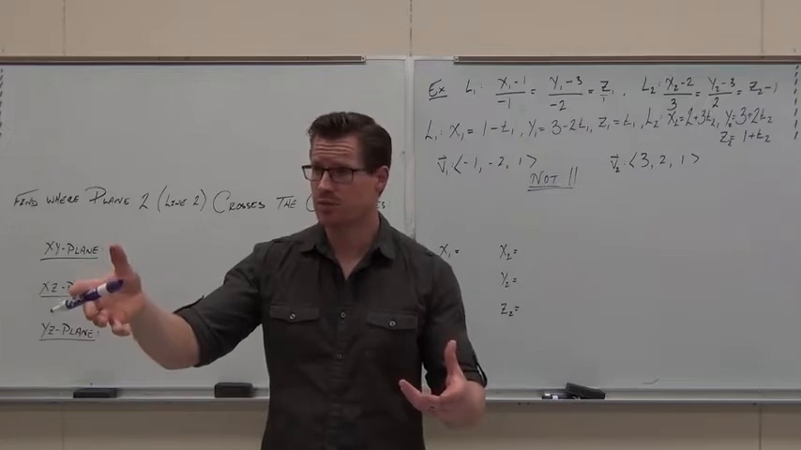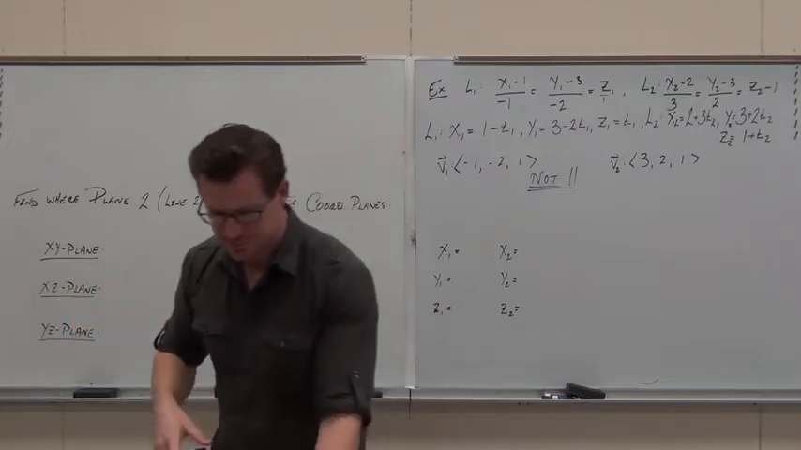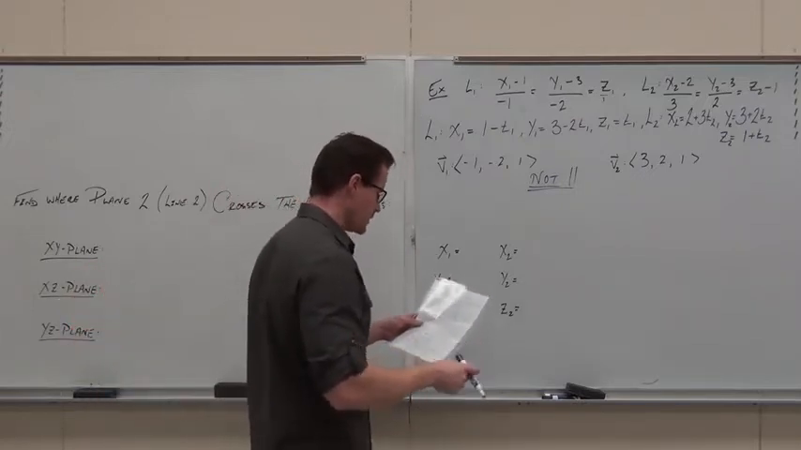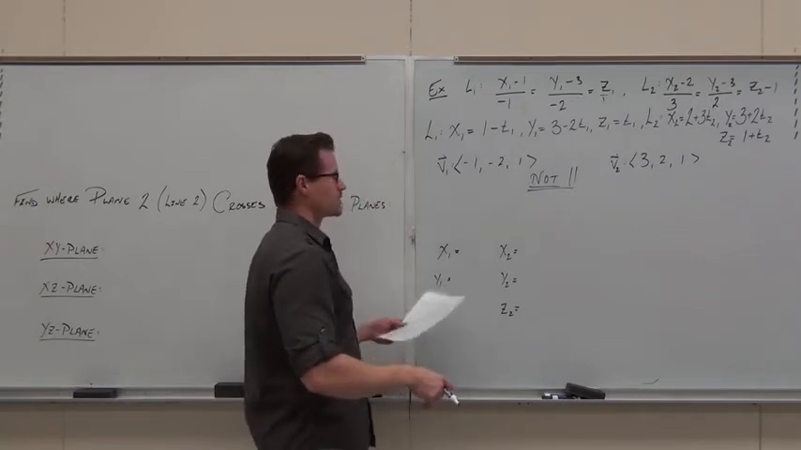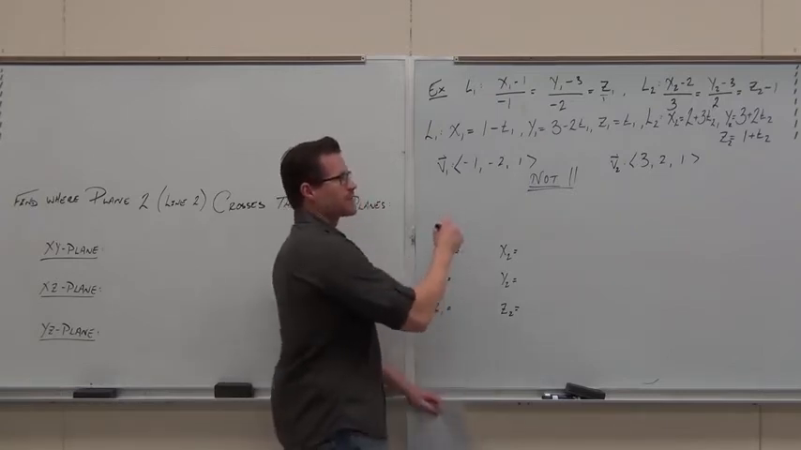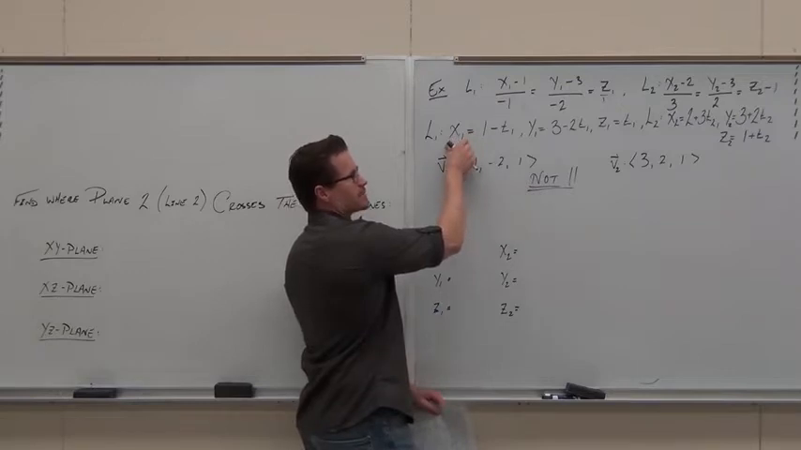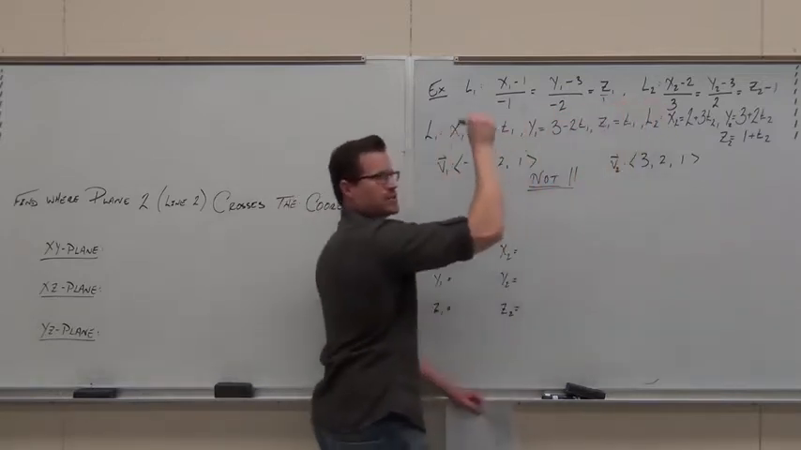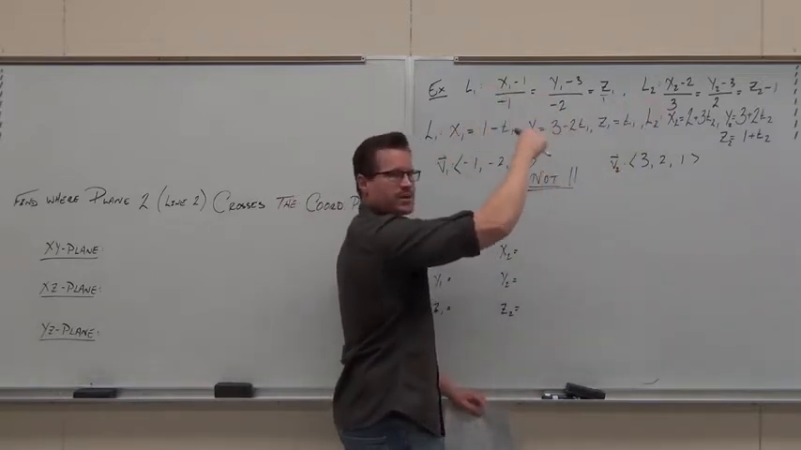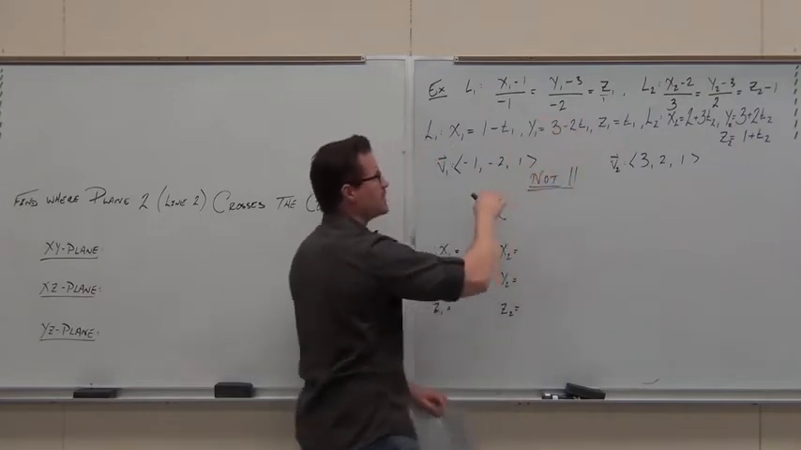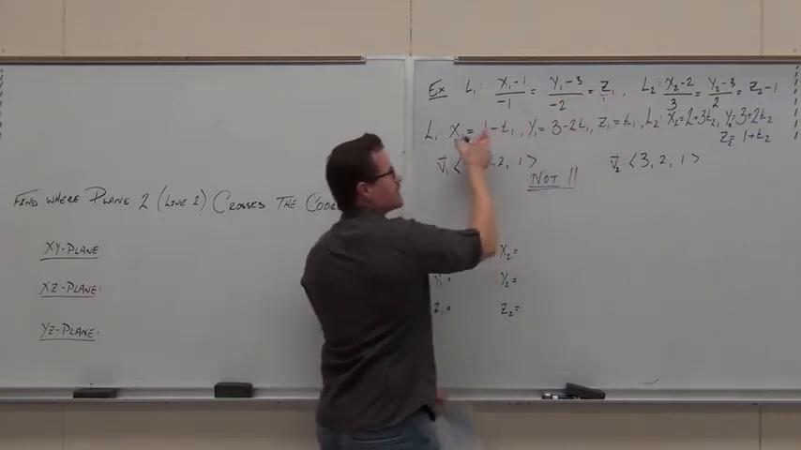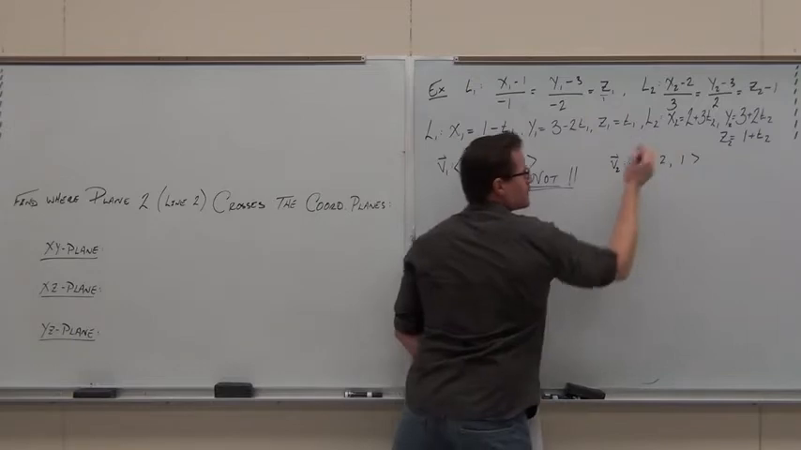They could be skew. So then we're going to check for the intersection. So the next part, we go, okay, let's see. Can we check for the intersection? If we check for the intersection, it means that x1 has to equal x2, y1 and y2 have to be the same, and z1 and z2 have to be the same. So we set these coordinates equal.